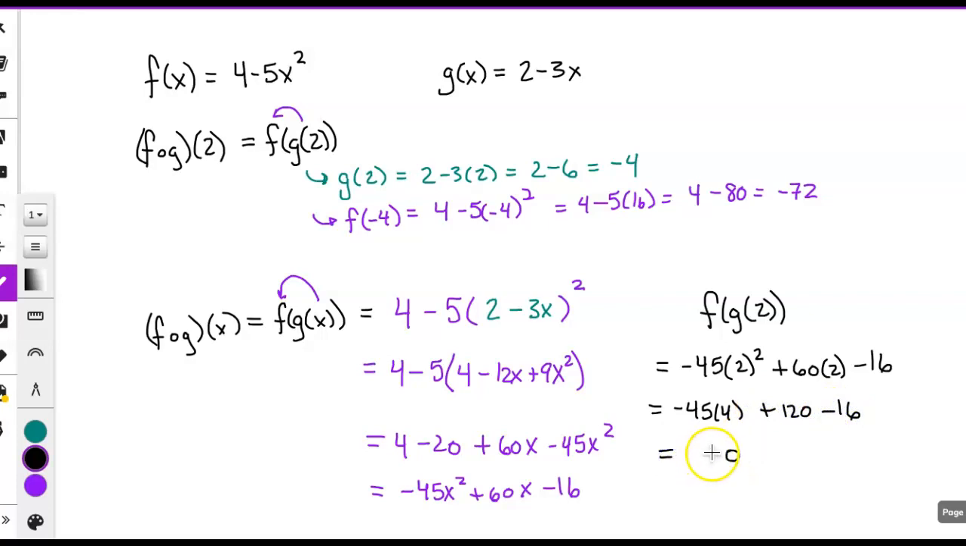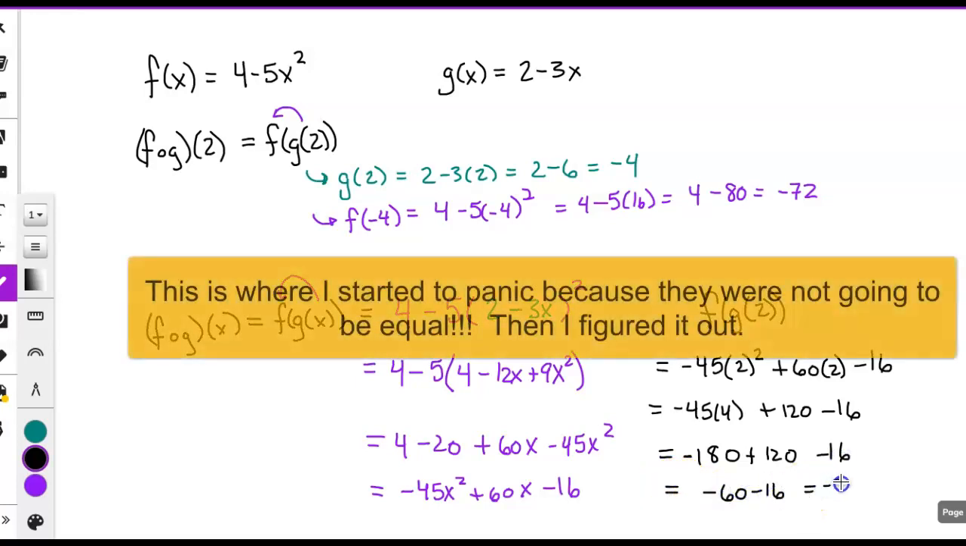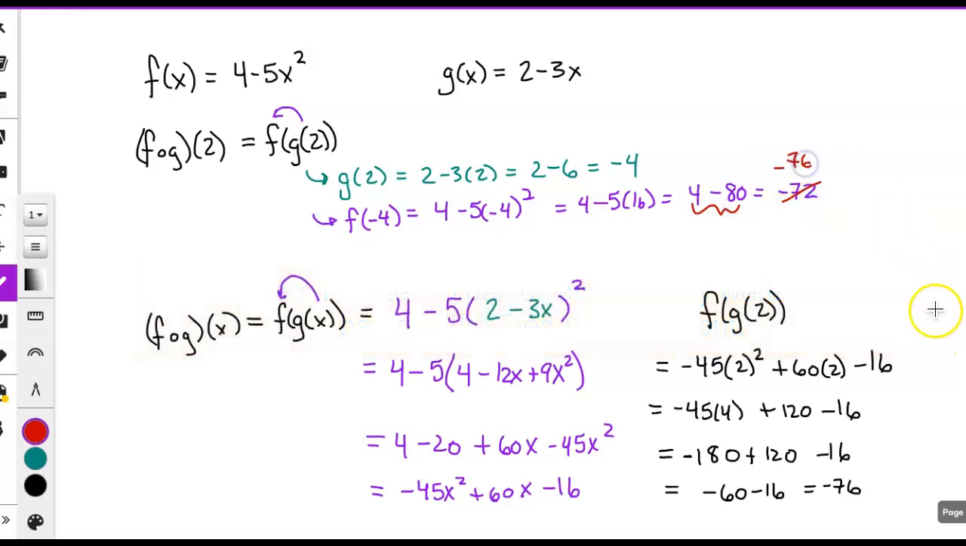So what's this? Negative 180, right? Negative 180 plus 120 minus 16. Negative 60 minus 16, negative 76. Those answers are supposed to match, and it's just because I'm being stupid. So that's negative 76. They match. That's what I wanted to show you.